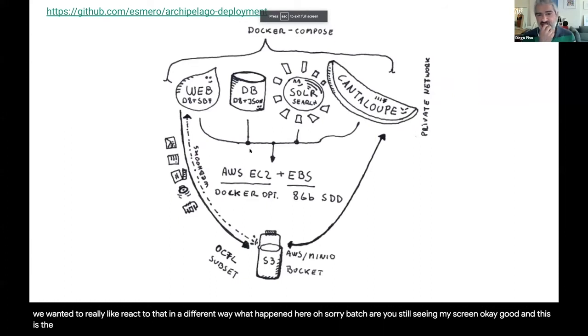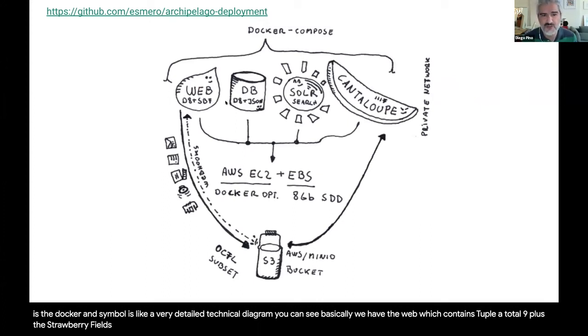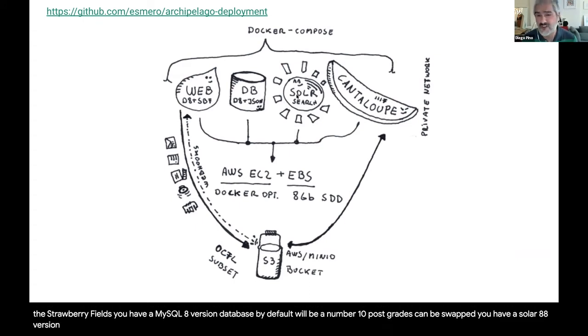This is the Docker ensemble. It's like a very detailed technical diagram that you can see. Basically, we have the web, which contains Drupal 8 or Drupal 9, plus the Strawberry fields. You have a MySQL 8 version database by default, can be another thing. Postgres can be swapped. You have a Solr 8.8 version with a very special OCR plugin that was built by the Bavarian State Library. And you have Cantaloupe that provides all the media access.